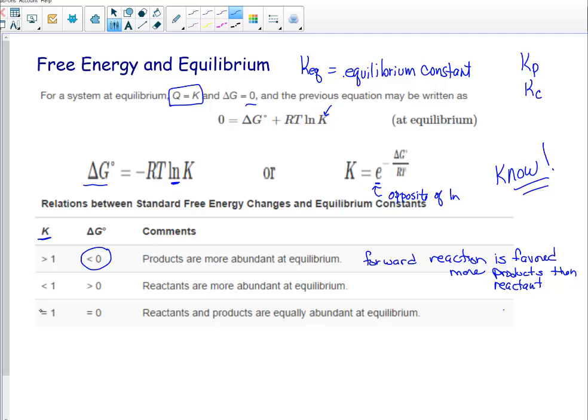If K is less than 1, delta G is greater than 0. That's non-spontaneous in the forward direction. That means that the reverse direction is being favored for quantity, that we have more reactants than products. And if delta G is 0, K will be exactly 1 since we have an equal amount of products and reactants. So delta G is negative RT ln K at standard conditions.